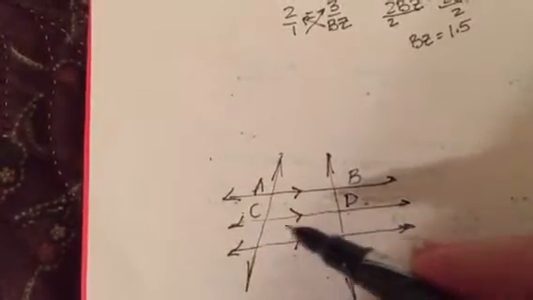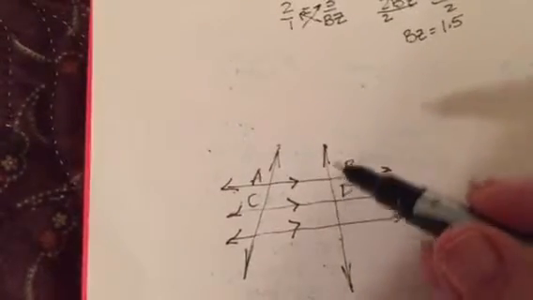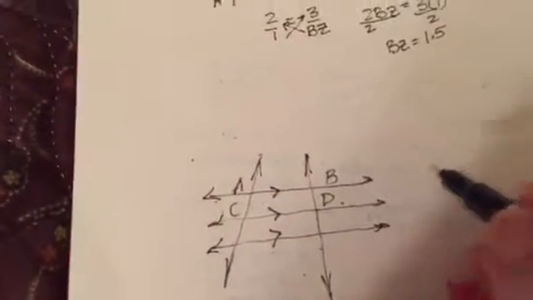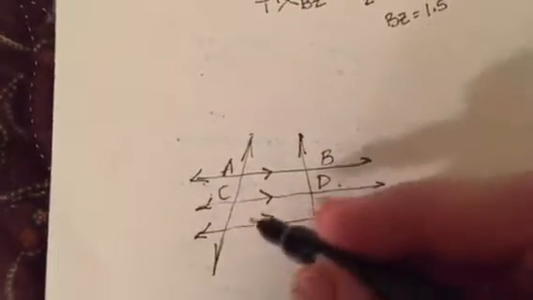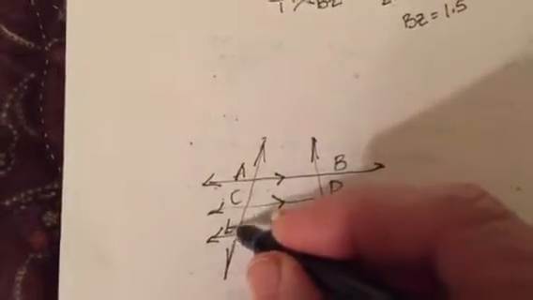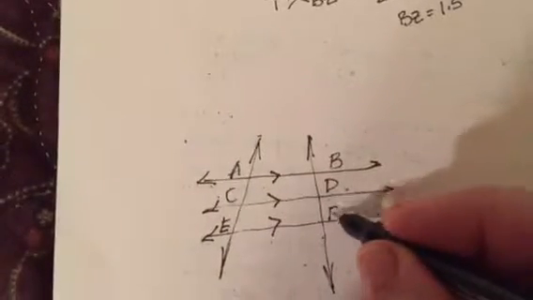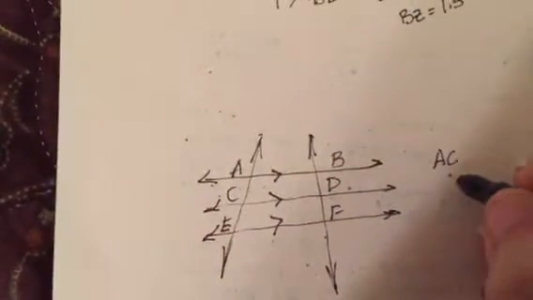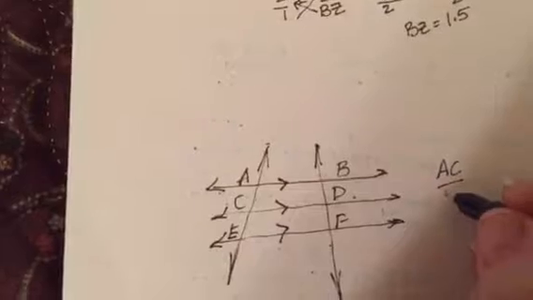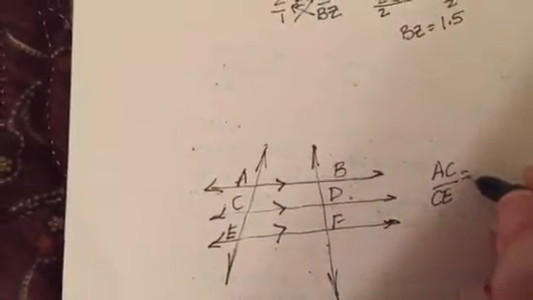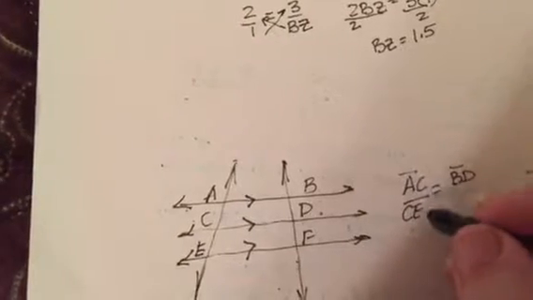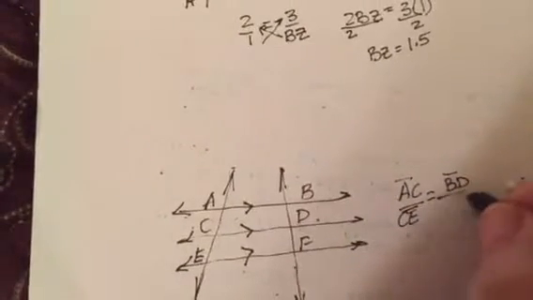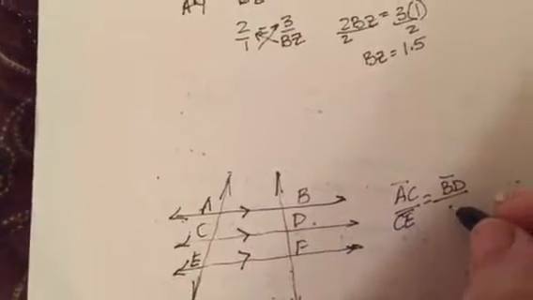These parallel lines intersect our transversals. We remember two parallel lines with one transversal. Now we can use our proportionality theorem to say that AC is proportional to CE as BD is to DF.